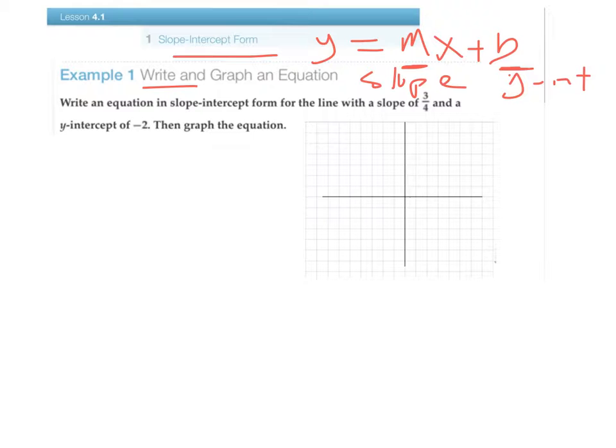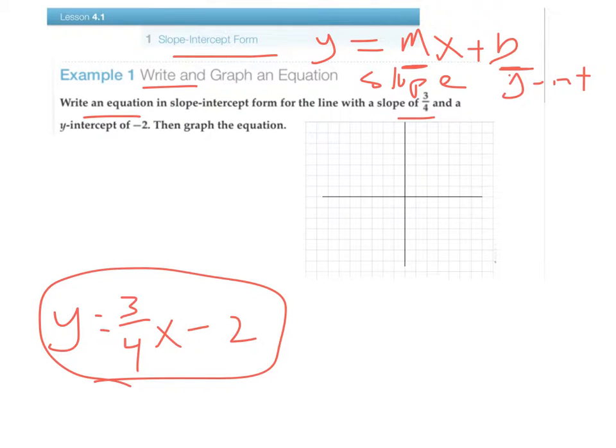It says write an equation, so I'm going to go y equals, and do we know the slope? In this problem it says the slope is 3/4. So I'm going to put the 3/4 for the m, x, and then it says the intercept is -2, so I'm going to put a -2. So there's my equation.